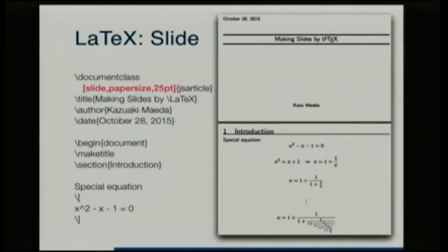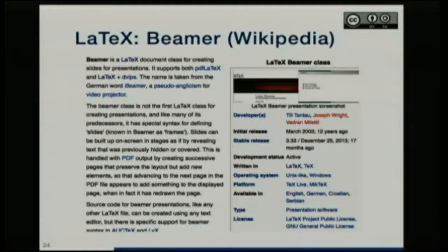If you make a slide in LaTeX, it's very simple. We only change the option, the red colored line here. It's just the slide paper size, 25 point. That's all. So we can make this kind of slide. This is the first page. This is the second page. It is very simple. LaTeX provides the output one and the other one to make slides, Beamer. We can make beautiful slides using Beamer.